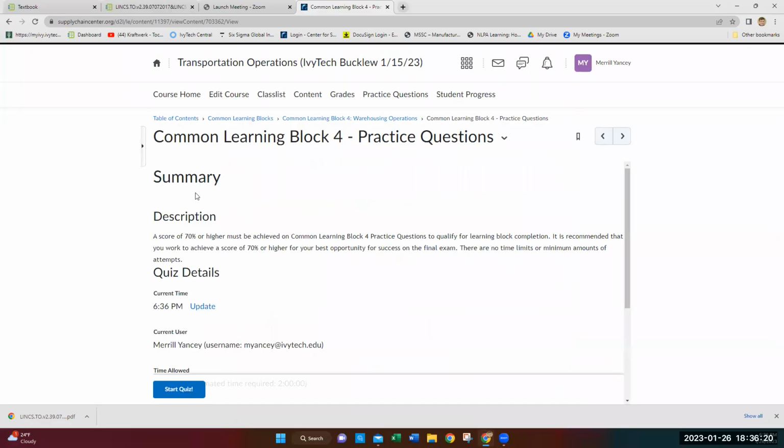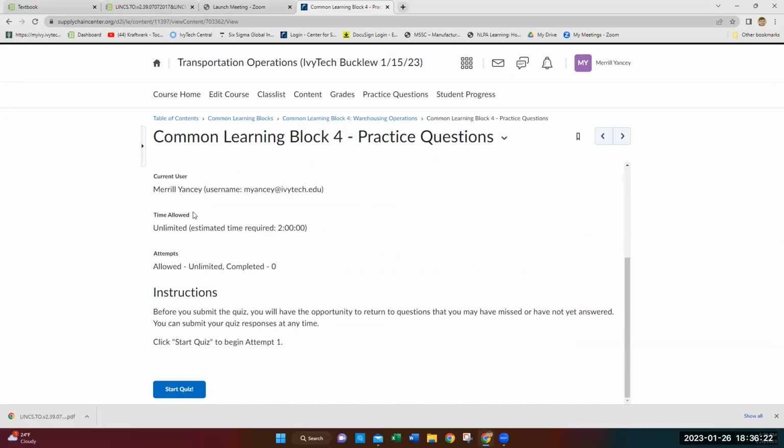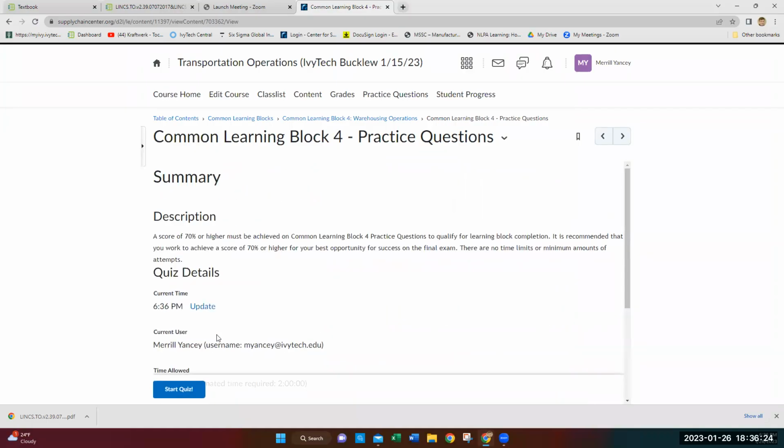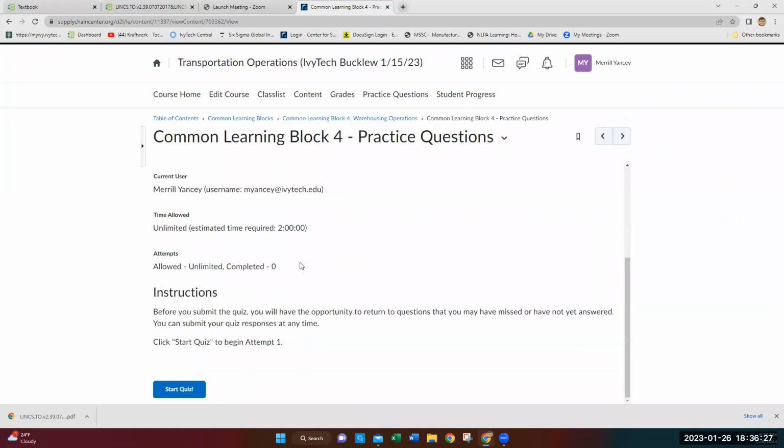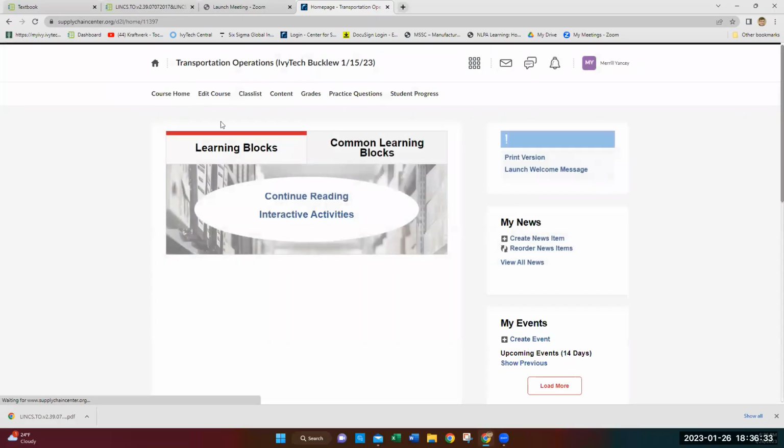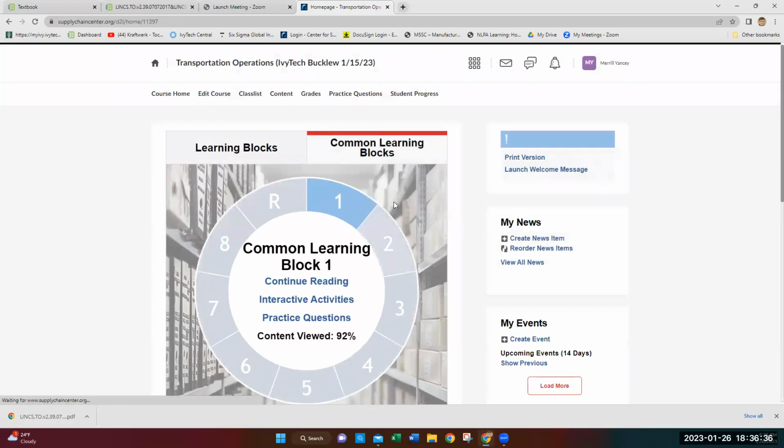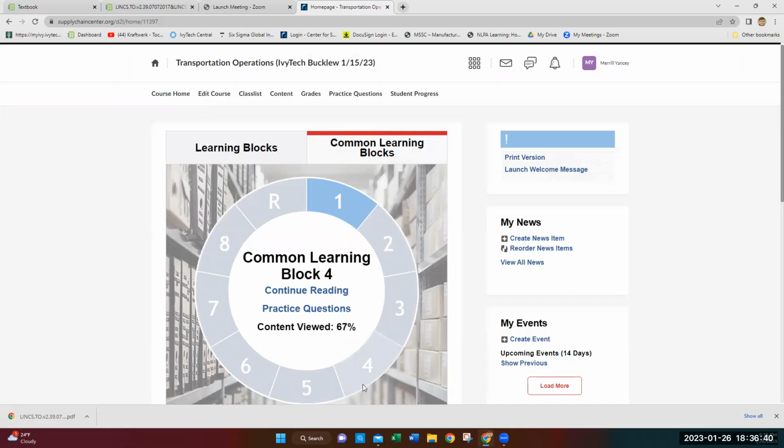And then we got the practice test questions for block number 4. And again, the answers to these are in the printed book that you have access to. Okay. So we're going to go back to course home, and these common learning blocks were the 4 that we've got done. And I'm going to pause the recording to stop it, so you guys will have smaller bites. When I send up another recording, it's going to start at common learning block 5 and go through 8.